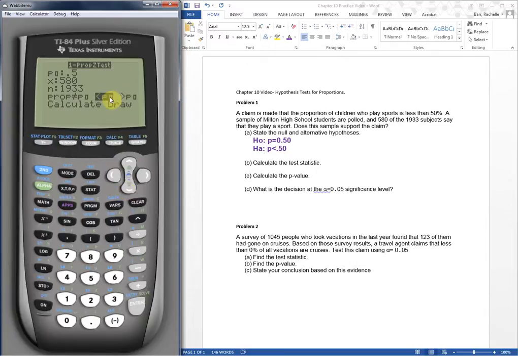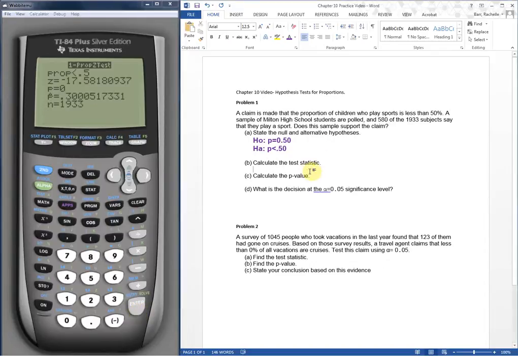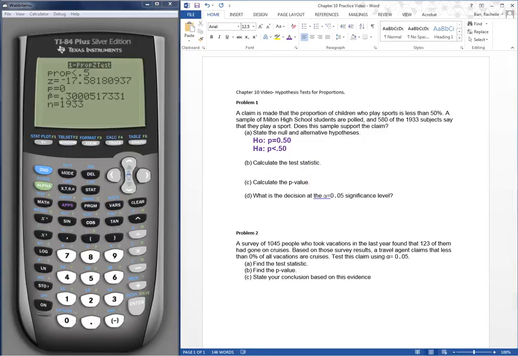And then you have two options down here, calculate and draw. If you want to see a picture of the calculation with the test statistic and the p-value on it, you would choose draw. I'm just going to choose calculate this time. I'm going to go through and do this one a second time and draw it so you can see what it looks like. So there it gives us our test statistic, our z, which it finds to be negative 17.5818.